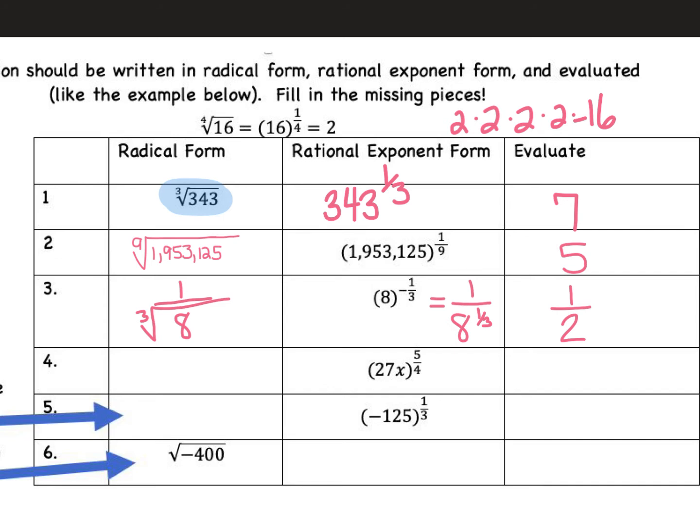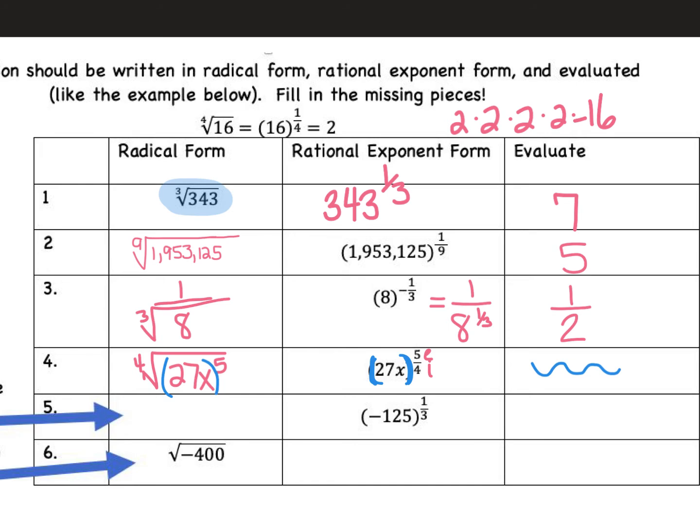Okay, the next one, 27x to the 5/4. Okay, let's write it in radical form. I'm going to draw my radical, again, exponent over index. So 4 is my index, and 27x to the 5th. Written like this, it's wrong. I did that to intentionally point out that my base is more than just one number, so I need to make sure that I have parentheses around my base. Now, to evaluate that, it has a variable, so we're not going to evaluate this one.